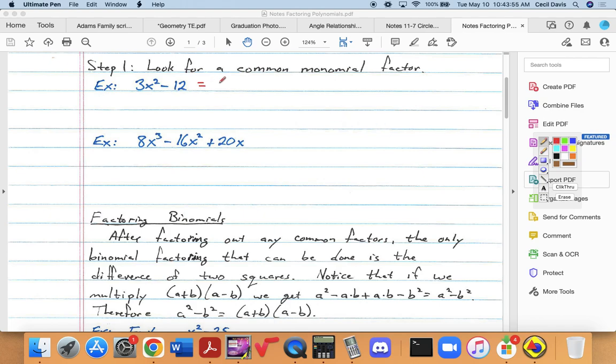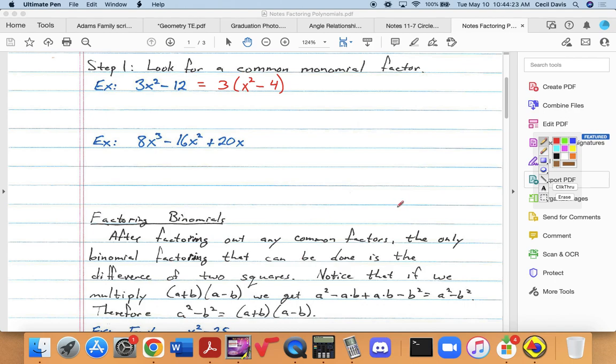So this is going to be equal to 3 times x squared, since 3x squared divided by 3 is x squared, minus 12 divided by 3 is 4. We'll deal with the rest of this one in just a second, but for right now, we're just factoring out a common monomial factor. You've done this before.